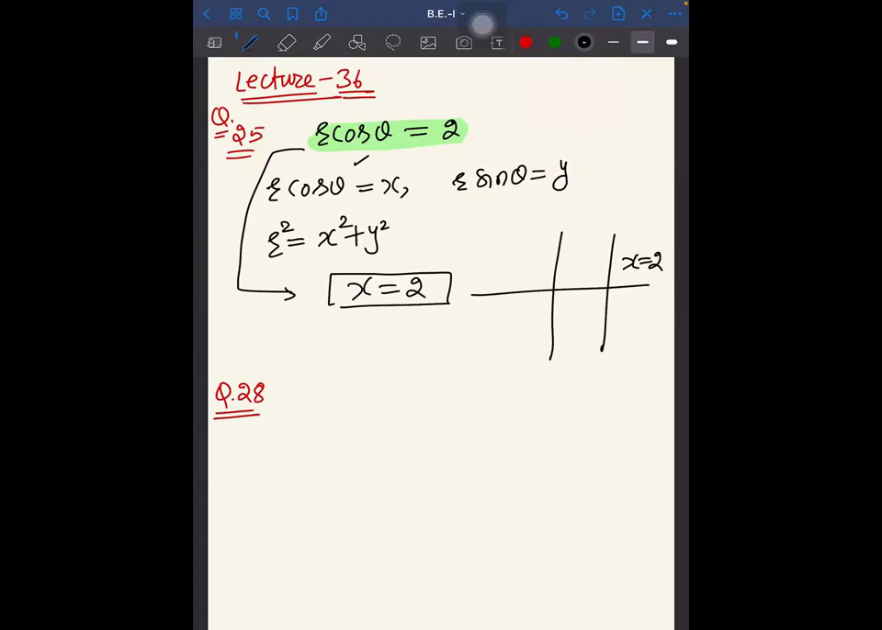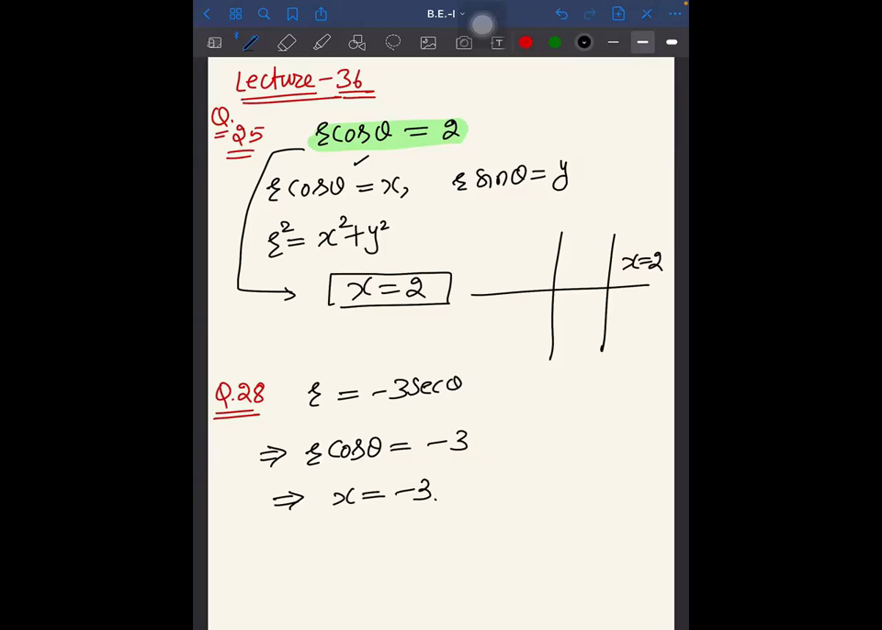Okay, so let's go to the 28th question. That is r is equal to minus 3 secant theta. That requires a little bit of algebra. So this becomes r cos theta is equal to minus 3, right? So again x is equal to minus 3, again a vertical line. So these are the small changes which we'll be doing.